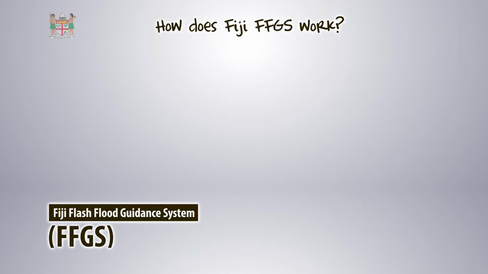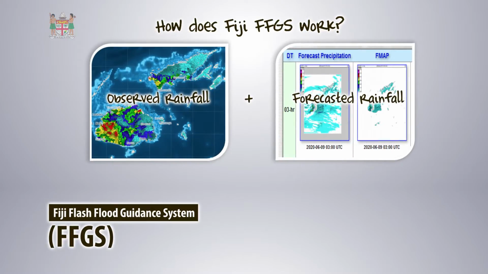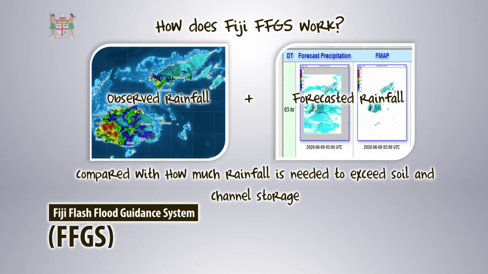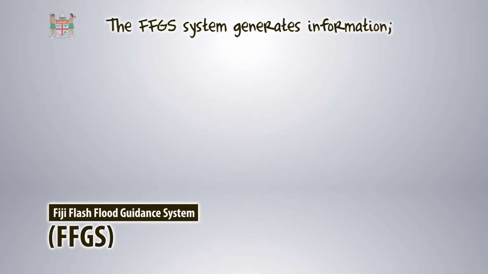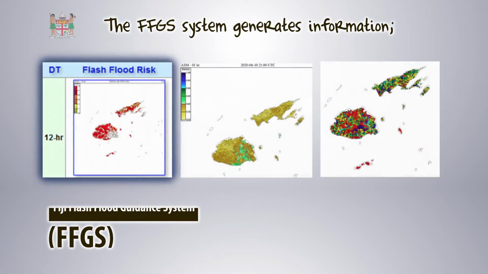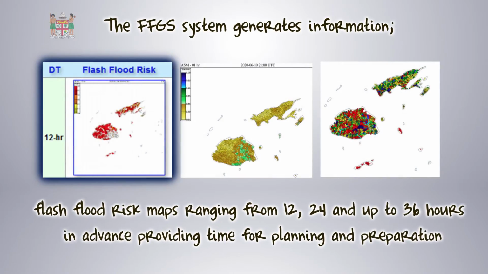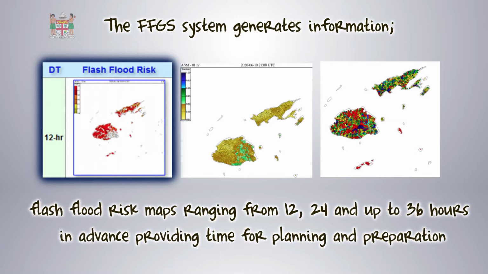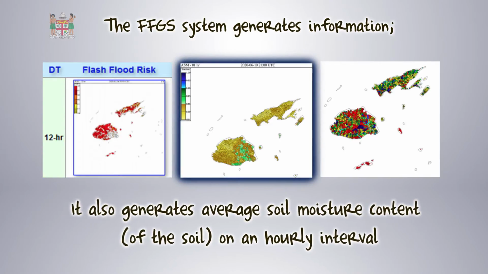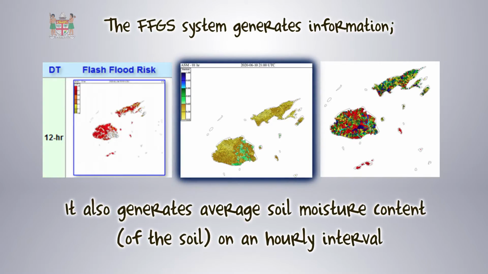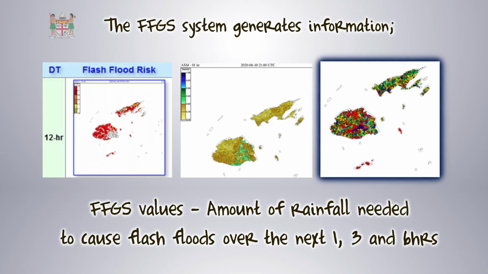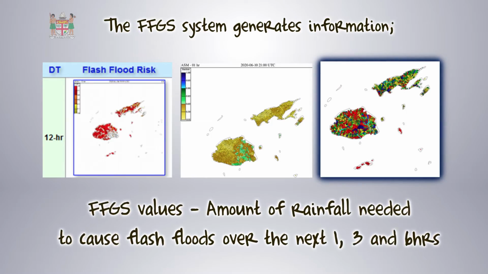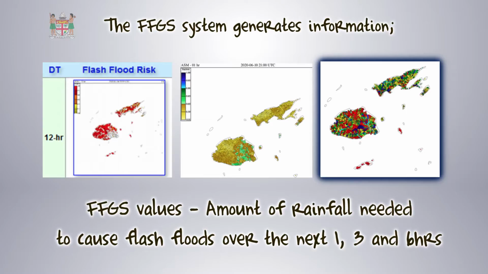How does Fiji FFGS work? The observed and forecasted rainfall amounts are compared with how much rainfall is needed to exceed soil and channel storage. The FFGS system generates information, flash flood risk maps ranging from 12, 24 and up to 36 hours in advance, providing time for planning and preparation. It also generates average soil moisture content on an hourly interval. FFGS values amount of rainfall needed to cause flash flood over next 1, 3 and 6 hours.